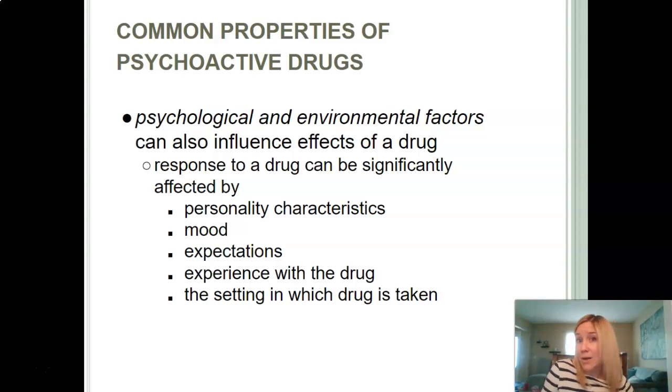Okay, so those matter intimately when it comes to the personality characteristics. Okay, if you are already somebody who holds tight to those feelings, alcohol ain't going to magically make you feel better in those scenarios. And that connects in with mood too. If you're in a bad mood, all the alcohol is going to do is heighten that for you. Your experience with the drug matters too.